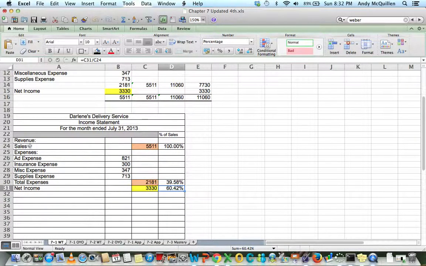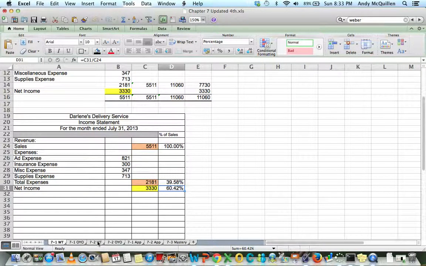Now, this is a review from Chapter 7 when it comes to doing the income statement. Remember, we have our revenue, which is the sales, and all of our expenses. Okay, and we get those numbers from the income statement, which is below income summary. And then to do the percent of sales, sales is always 100%. We take 2181 divided by 5511. That's how I get this number. And then you'll do the same thing using your numbers.